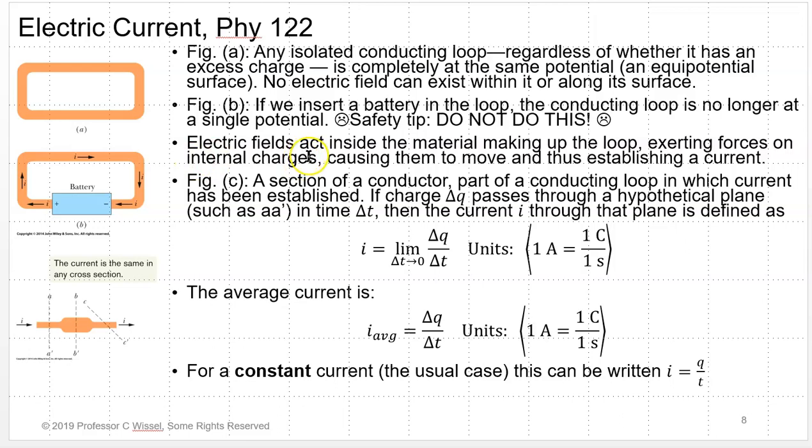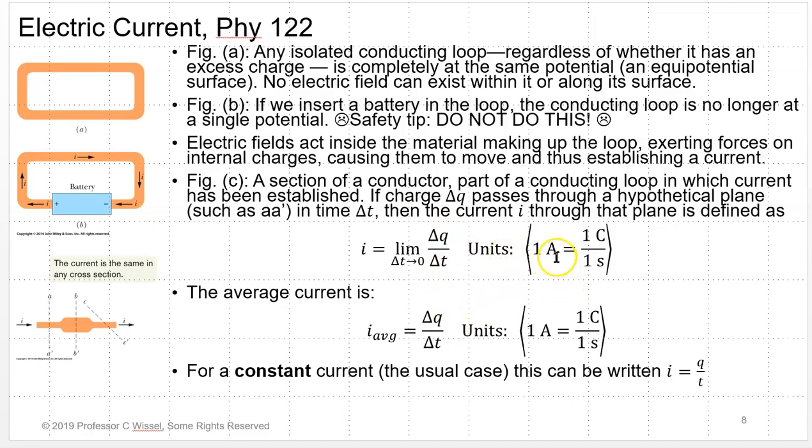Electric fields act inside the material that makes up the loop, exerting forces on the internal charges, causing them to move and thus establishing a current. In Figure C, a section of the conductor, which is part of a conducting loop in which current has already been established. If charge delta Q passes through a hypothetical plane, such as AA prime, in time delta T, then the current I through that plane is defined as I equals the limit as delta T goes to 0 of delta Q divided by delta T.